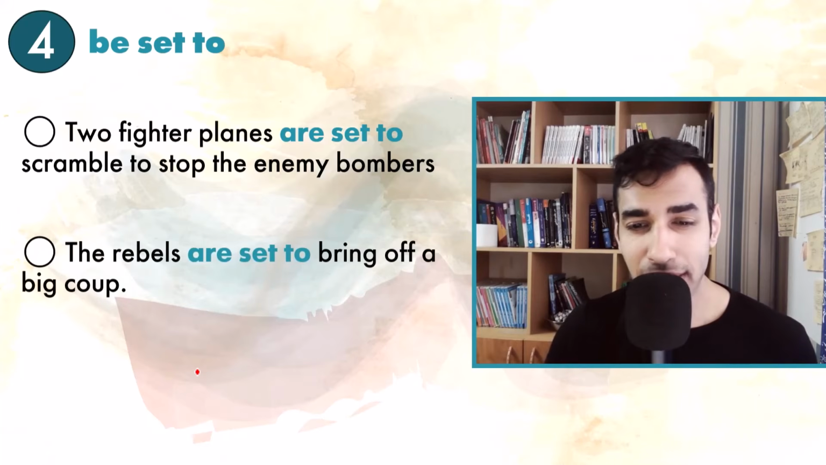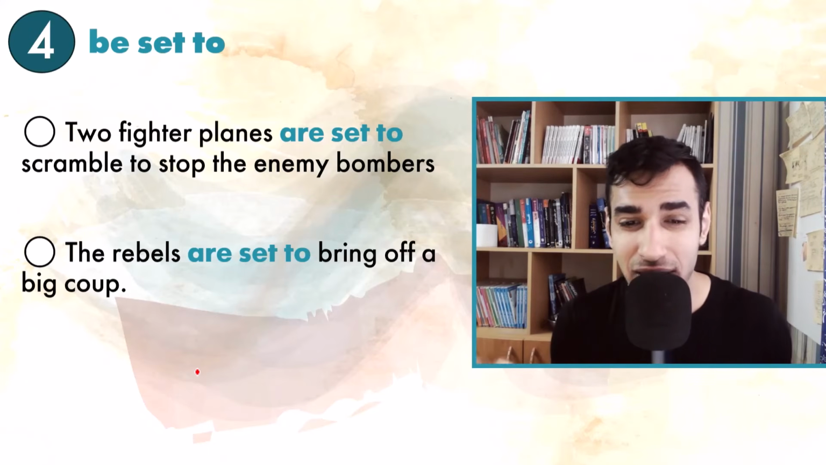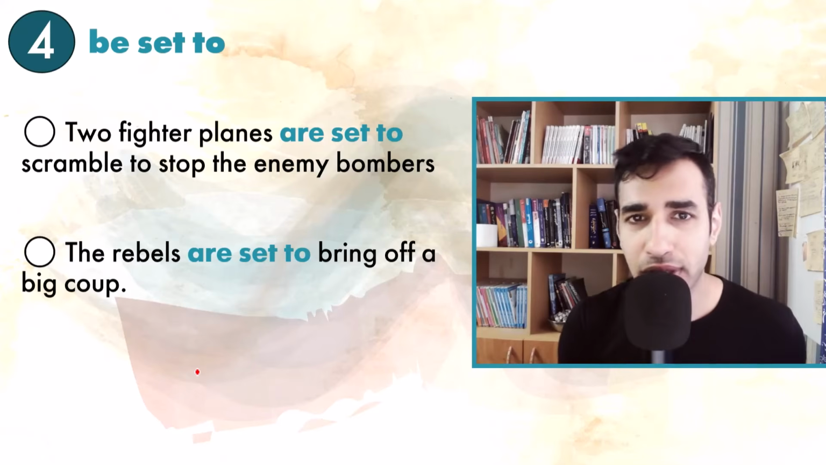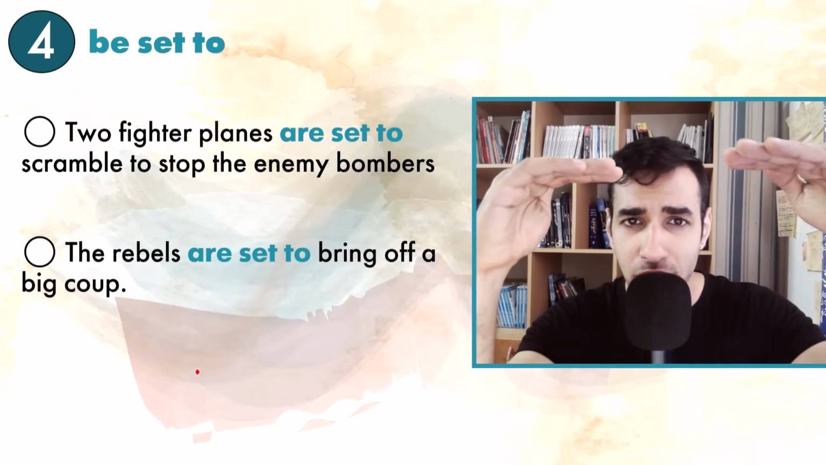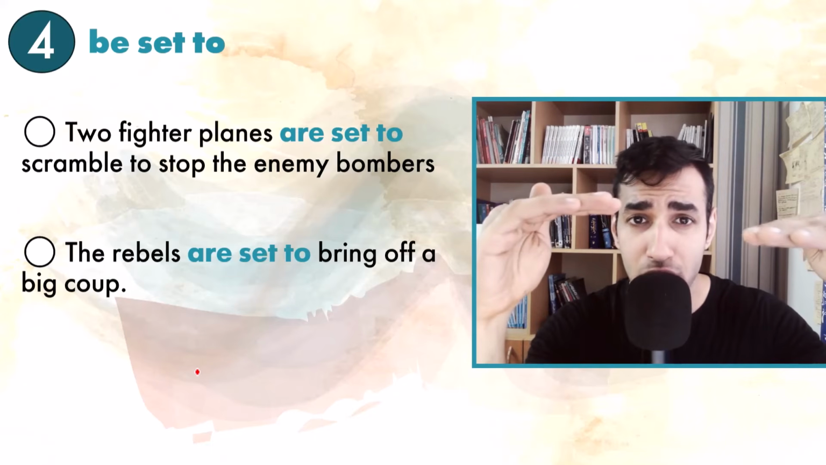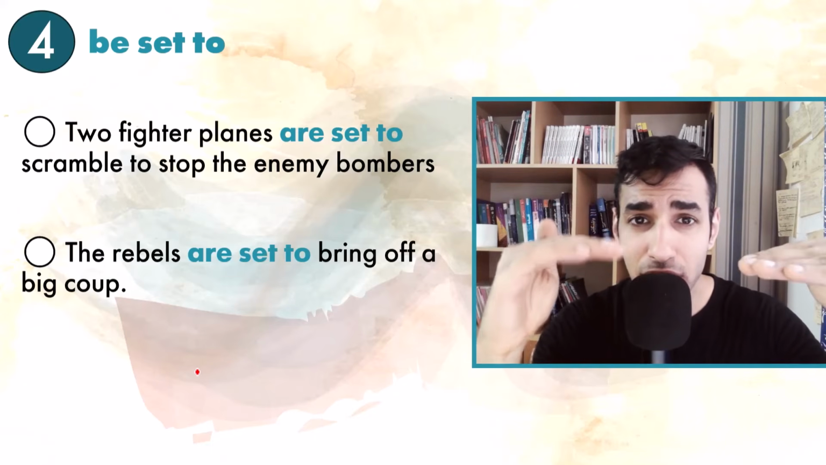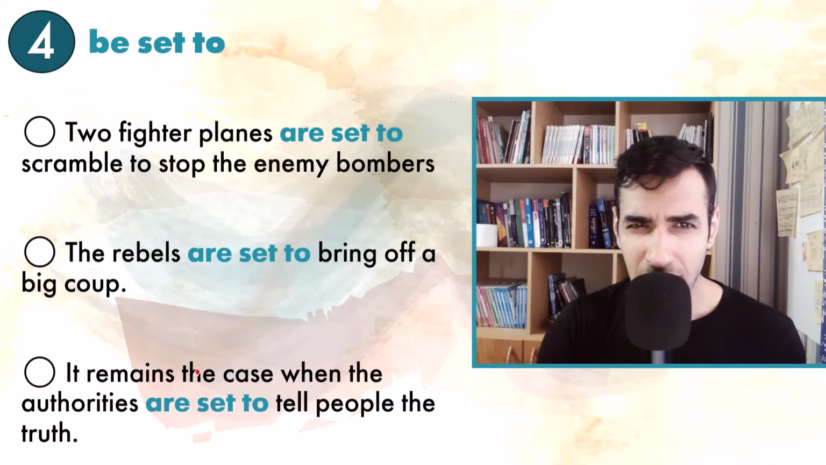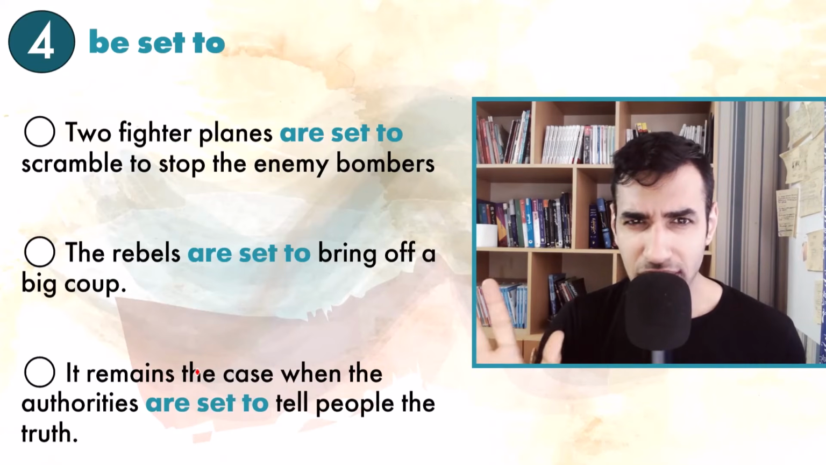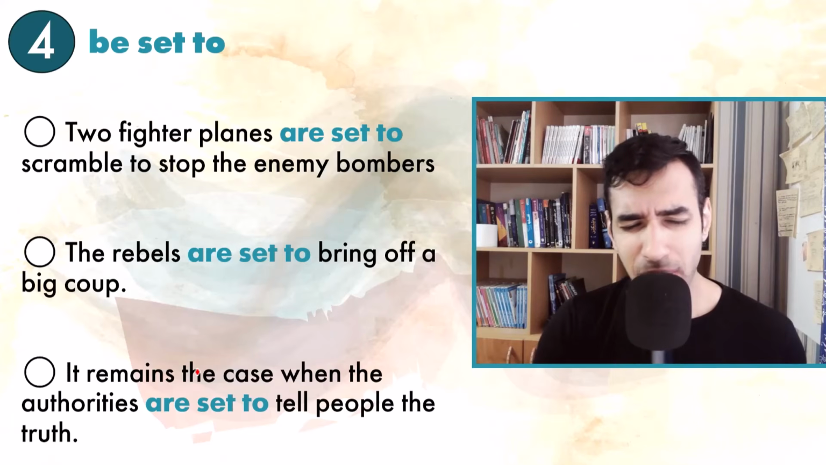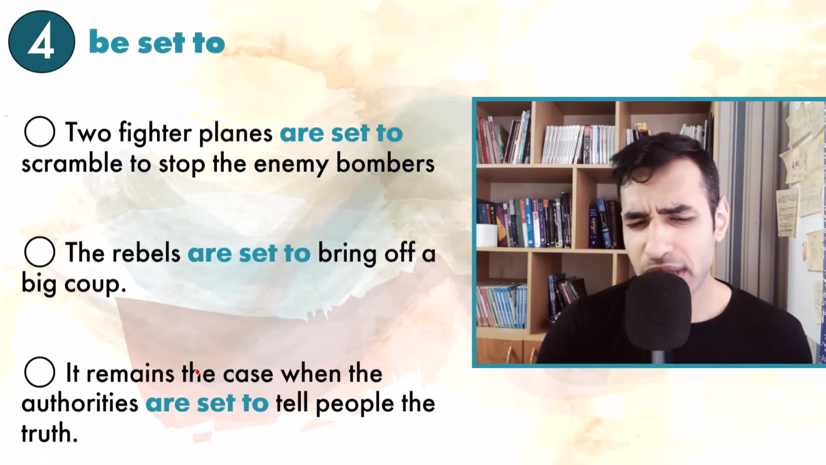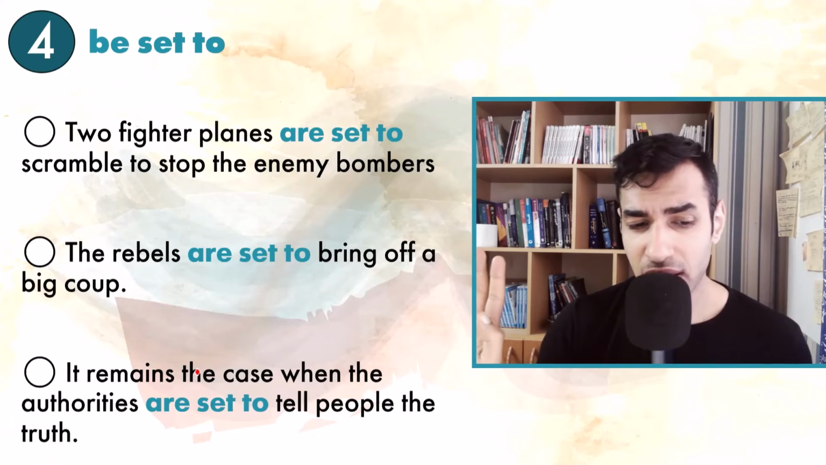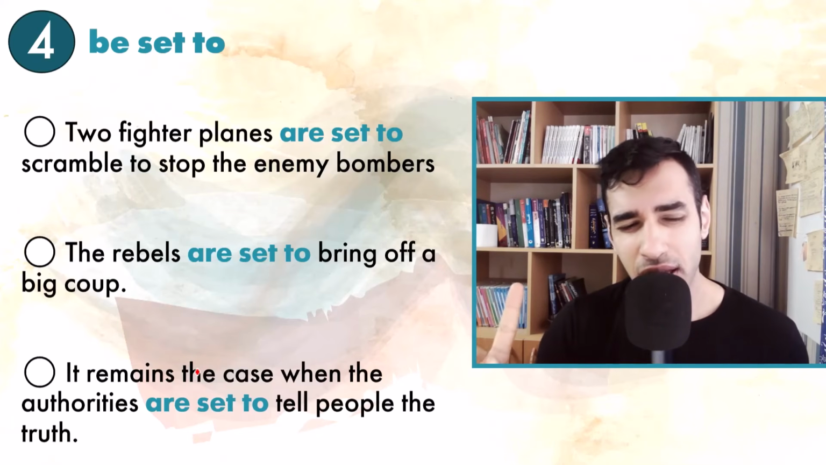The rebels are set to bring off a big coup. Bring off means succeed. The rebels are ready. They are ready to become successful. Be due to, be expected to, be bound to, be likely to, be sure to, be certain to, be set to, be ready to. It remains the case. It means on the question, without answer. When the authorities are set to tell people the truth. Yeah, nobody knows that. When those authorities are ready to tell the truth to people.